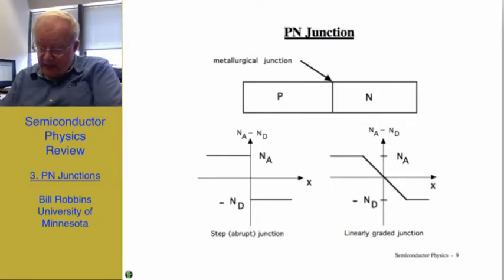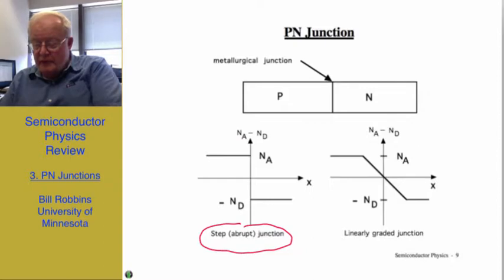Here on the left I have a so-called abrupt junction or step junction where we have uniform doping in the p region until we reach the metallurgical junction, and then we have a step function change in the doping density to donors instead of acceptors. At the opposite extreme, here on the right, I have a linearly graded junction where the transition from p-type to n-type as you go through the metallurgical junction changes linearly.